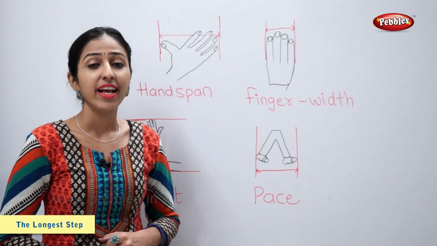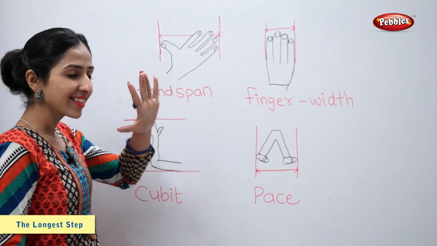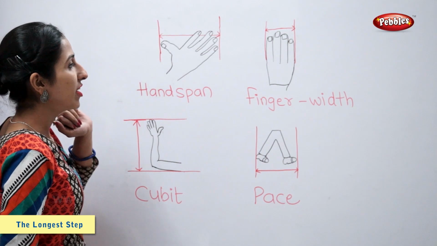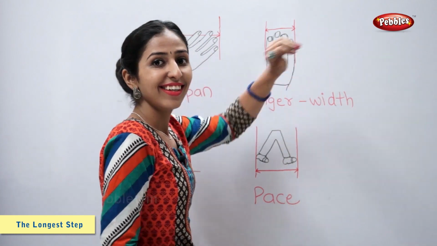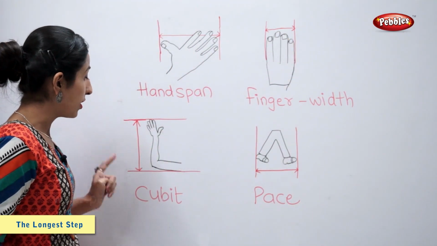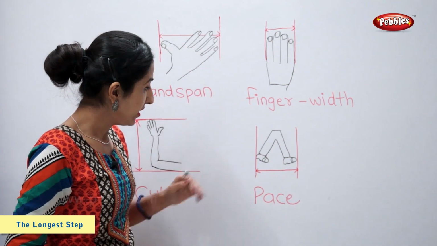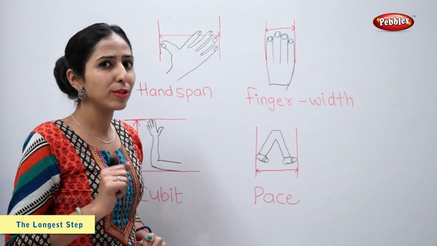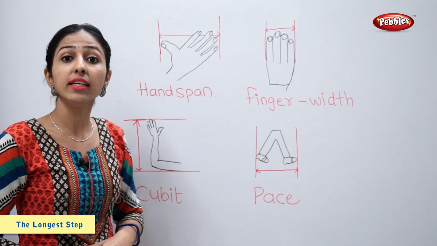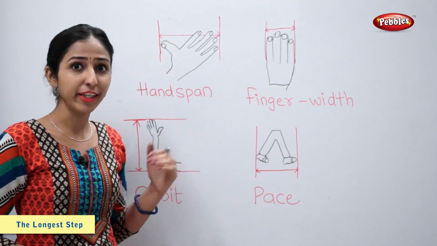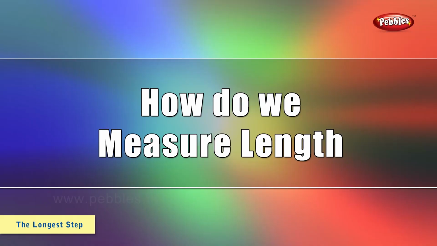In olden days, lengths were measured using handspan, finger width, arm length or cubit, and step length, also called pace. But none of these is a standard unit as they differ from person to person. How do we measure length?